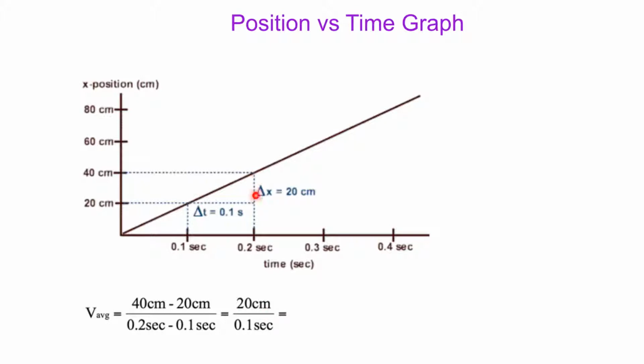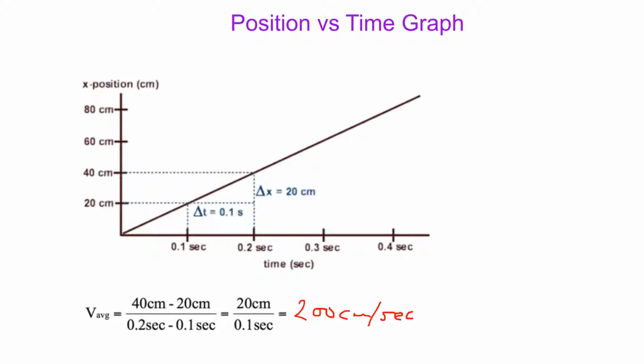That's this change in displacement right here. Or excuse me, change in position, which is displacement. And then 0.2 seconds minus 0.1 seconds equals 0.1 seconds. That's this change in time right here. So the slope of the line between those 2 points is the average velocity. So we get 20 centimeters divided by 0.1 seconds, and that's going to be 200 centimeters per second as our velocity.